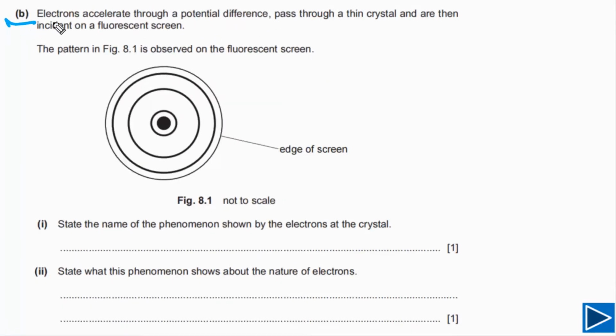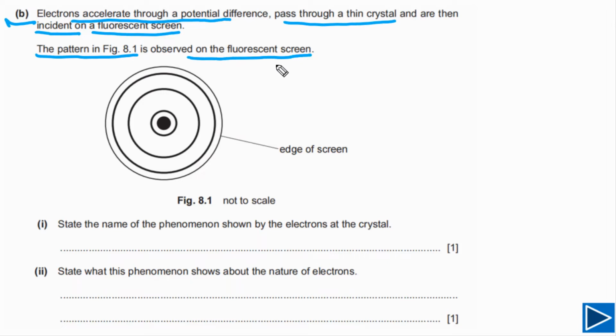For part B, it is given that electrons are accelerated through a potential difference, pass through a thin crystal and then are incident on a fluorescent screen. The pattern in figure 8.1 is observed on the fluorescent screen. It means electrons pass through the crystal and we observe these circles. We observe this kind of pattern.